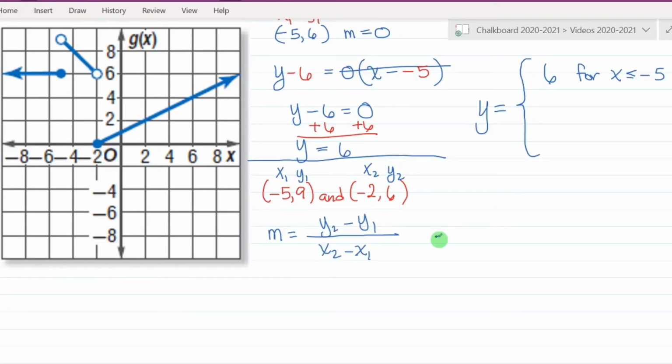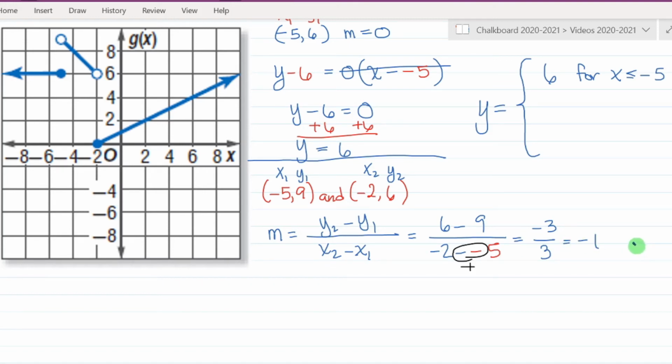So here's our slope formula. And it's y2 minus y1, so 6 minus 9, over x2 minus x1, which is -2 minus -5. A lot of negatives there. But don't forget that middle double negative becomes a plus. So 6 minus 9 is -3 on top. And on the bottom, -2 plus 5, or 5 minus 2, if you will, is 3. So your slope is -1.